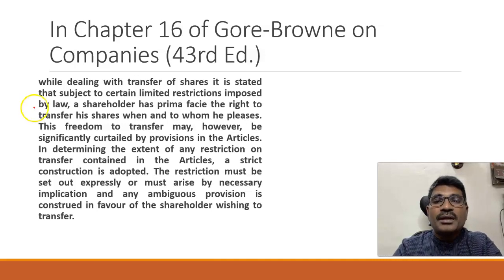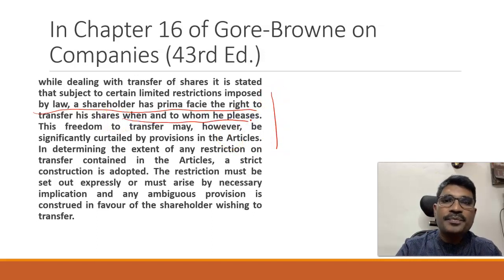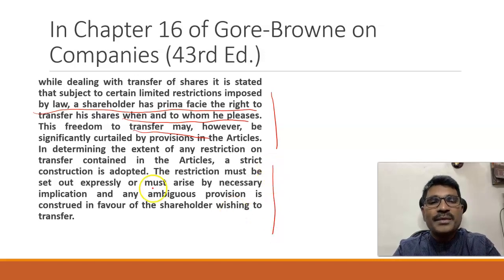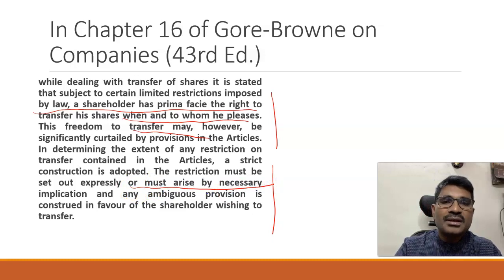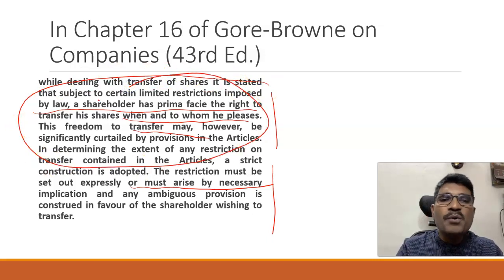I will repeat again. A shareholder has a prima facie right to transfer his shares when and to whom he pleases. This freedom to transfer may, however, be significantly curtailed by provisions in the articles. In determining the extent of any restrictions on transfer contained in the articles, a strict construction is adopted. The restrictions must be set out expressly or must arise by necessary implication, and any ambiguous provision is construed in favor of the shareholder wishing to transfer. So again, the bottom line comes to the express provisions in the AOA and the freedom of right given to the shareholders, where the shareholder has a right to transfer.